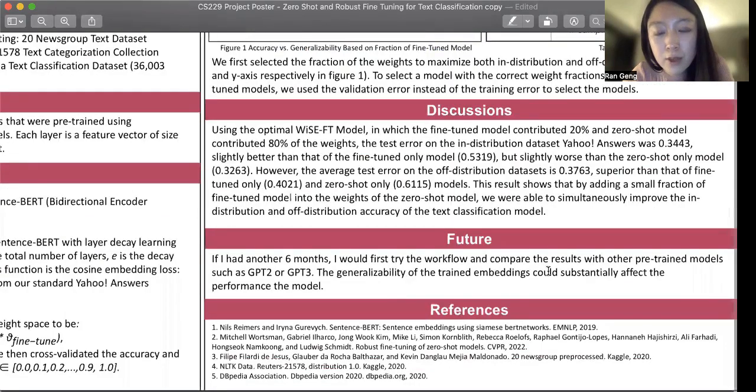If we have another 6 months, we'll try to use other pre-trained models such as GPT-2 or GPT-3, which work great for chatbots. We want to see whether that works for text classification and whether that works better than sentence BERT. And that's about the work.